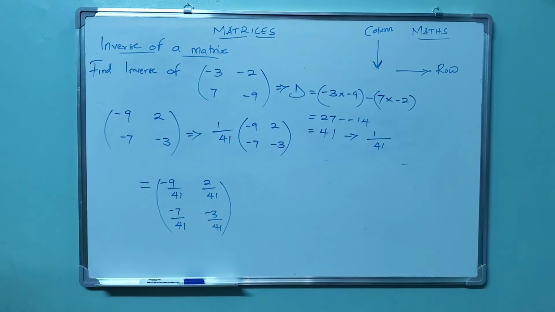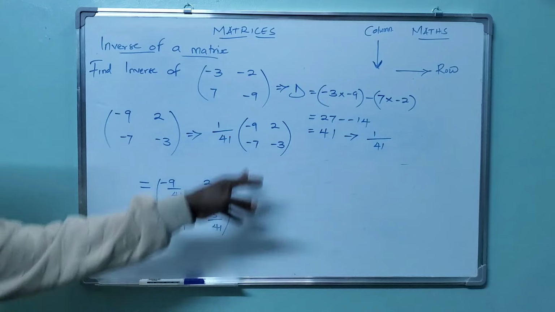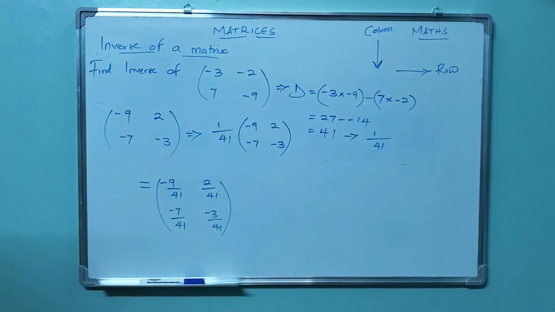Suppose I was told to multiply this inverse of that matrix and its actual matrix, I know that the answer is going to be 1, 0, 0, 1. And that is how we get the inverse of a matrix.